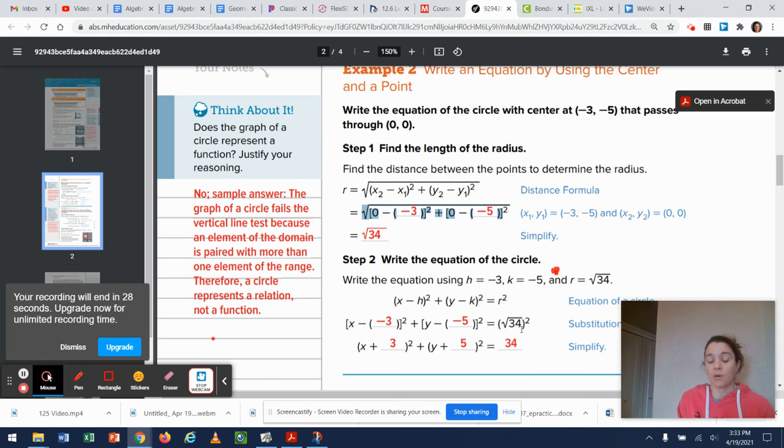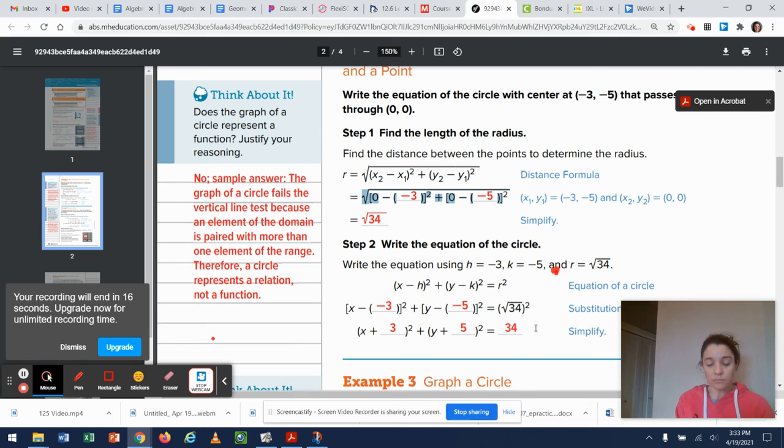So if you end up getting that radius as a decimal, it may not change to a nice whole number because you have that rounding error in there. So try and leave it as a square root in its radical form. Okay, that concludes writing equations for a circle.